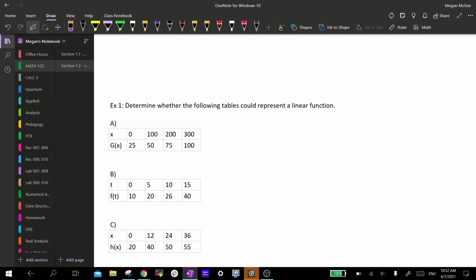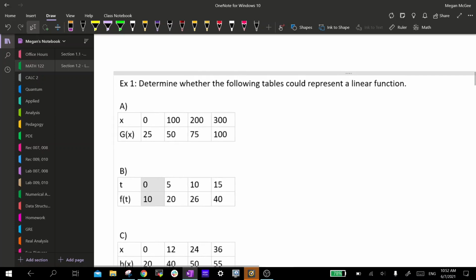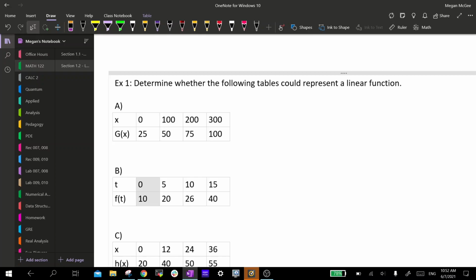Alright, so example 1 is determine whether the following tables could represent a linear function. So, part A, first we need to look for equal changes in x. Well, to go from 0 to 100, we need to add 100. To go from 100 to 200, we add 100. And to go from 200 to 300, we add 100. Okay, so that's good there. We have equal changes in x.